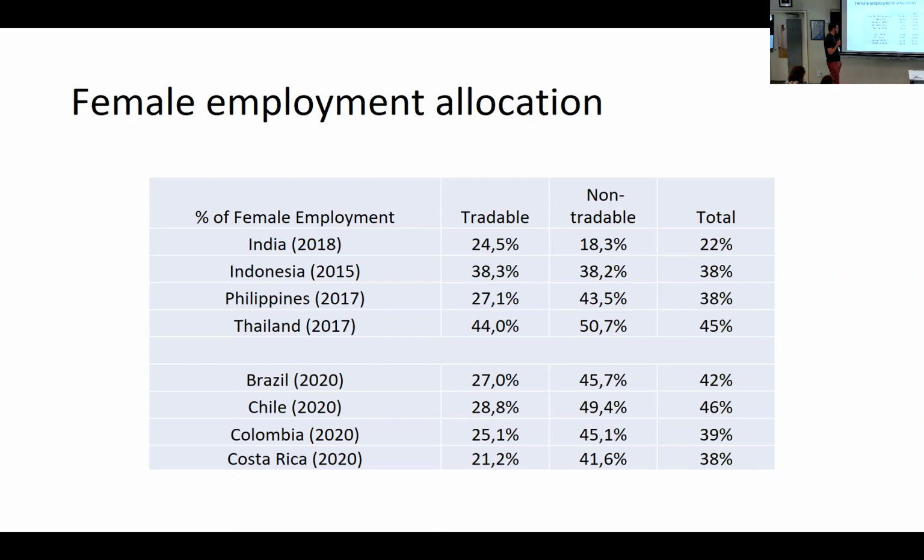But the idea here is more or less simple. We have to be careful when we associate export-led growth with closing the gender gap in terms of employment.